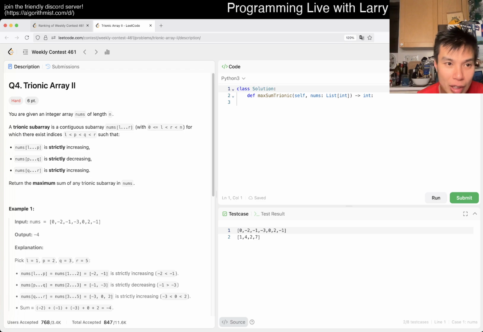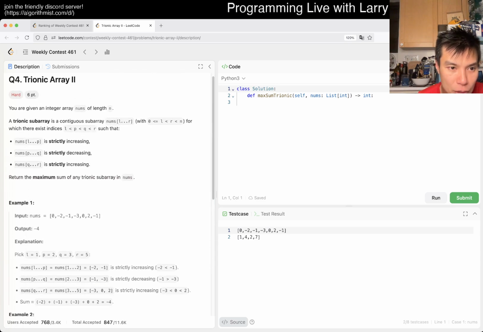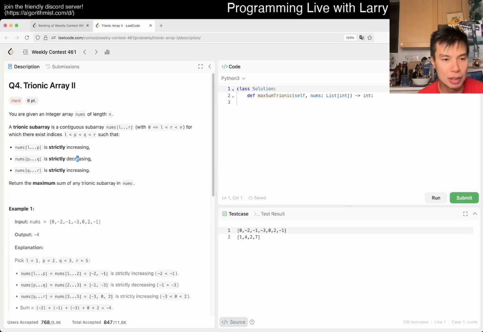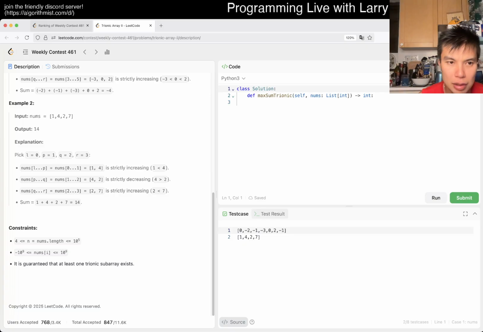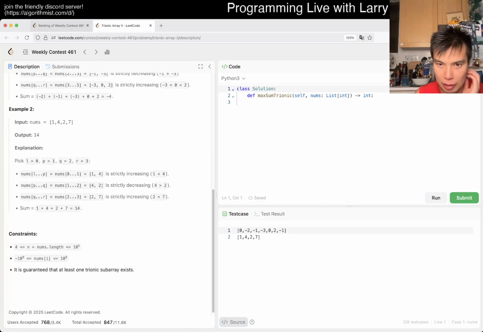Alright, let's do Trionic Array 2. This is the same one, I assume, maybe. Let's see what's different about it. Alright. Maximum sum. Okay, that's different. Trionic subarray. Do exist. Seems annoying. A good amount of people got it.